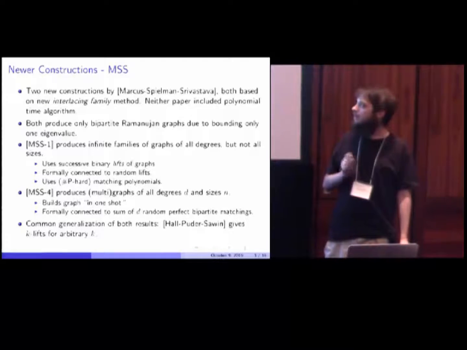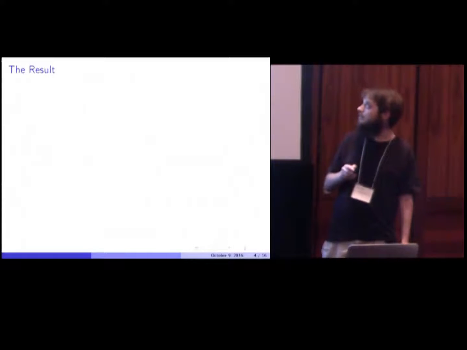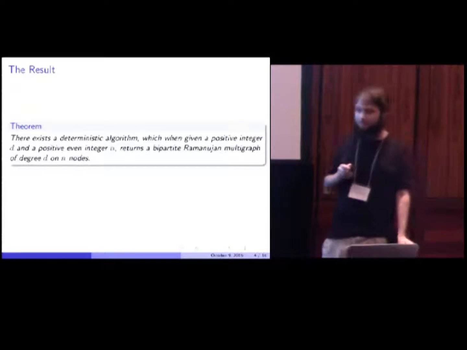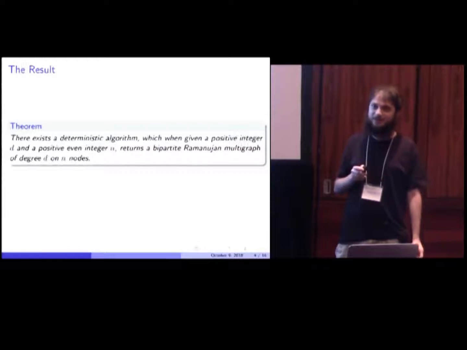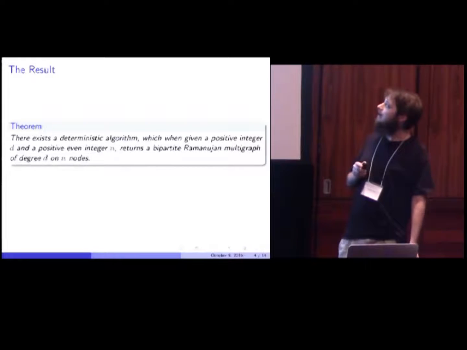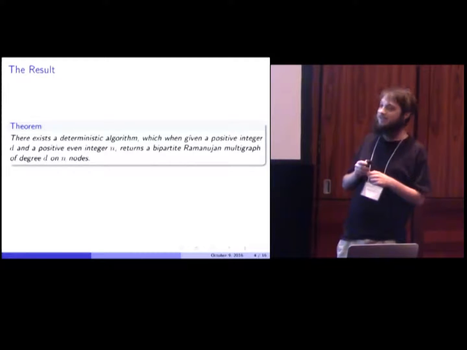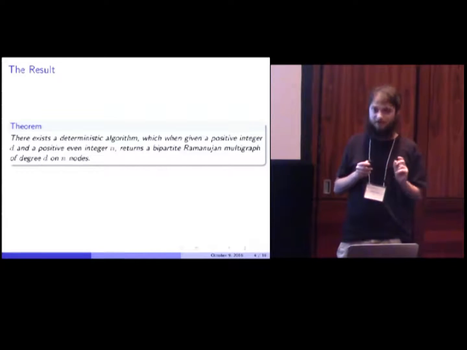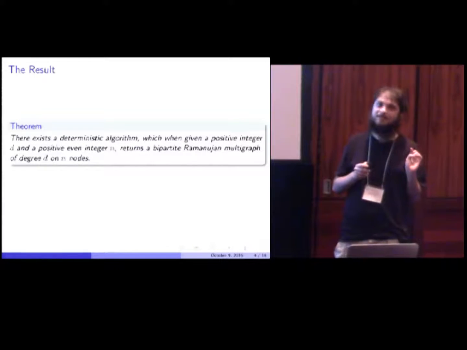Anyway, so I'm going to be focusing on this MSS4 paper because that's the one that actually ends up being algorithmic. Okay, so the main result is that there exists a deterministic polynomial time algorithm, which, given a degree and a size, actually outputs a Ramanujan graph of that degree and that size. This is polynomial in the degree and the size.